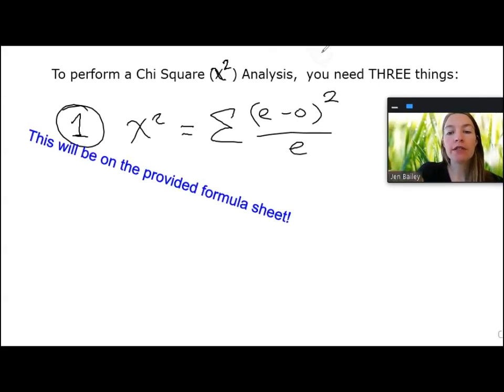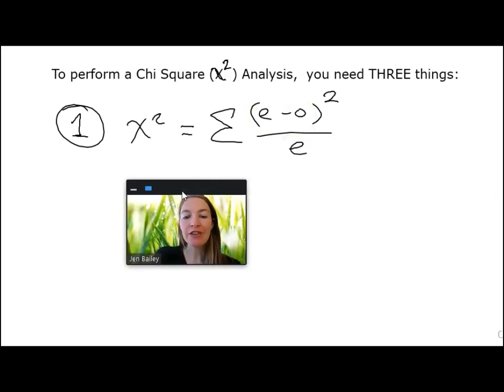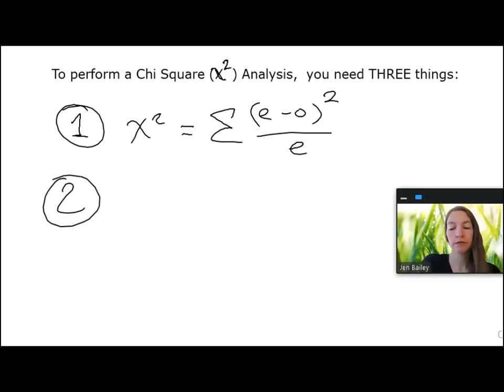Here's all the different parts. This sign right here means you're adding something up, okay? This E is the expected. The O is the observed, okay? So what you're doing here is for each entry in your data, you are taking the expected entry and the observed entry. You are plugging them into this, okay, and then you're adding them all up.